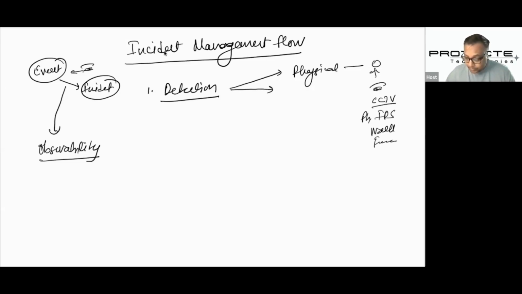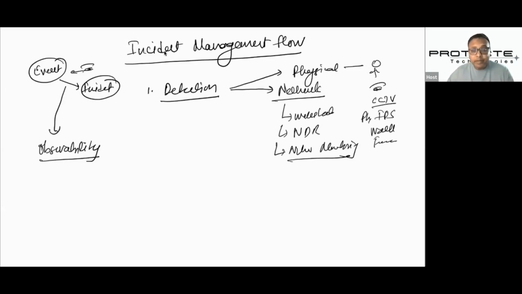Then technical, say network. How do you do network intrusion detection or network detection if you want to have visibility? You have many tools. You have Wireshark. You have NDR systems. You can have network monitoring. So you need to monitor your network. You need detection capabilities.